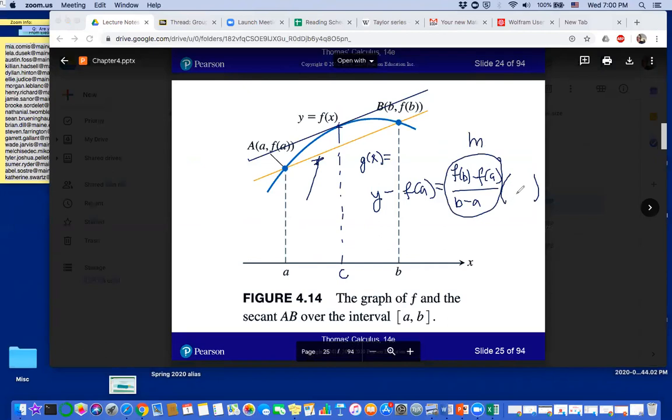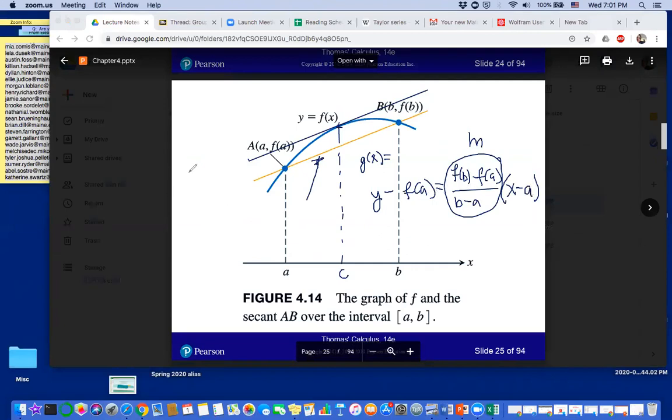Oh, I hear a connection. So what should I put here? X. X minus. I need to reference this point. A. X minus a, that's right.